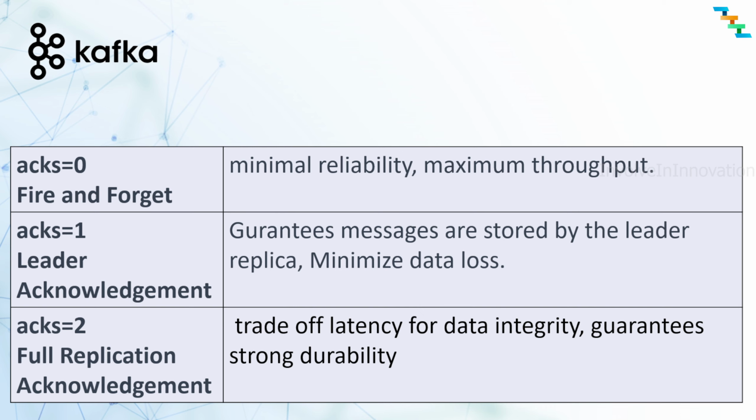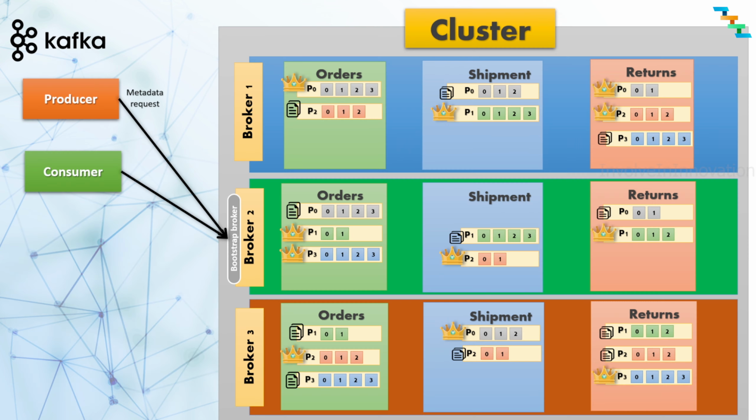acks equal to all or acks equal to -1, full replication acknowledgement. In this mode, the producer sends the message to the broker and waits for the acknowledgement from all in-sync replicas of the partition. The producer only gets confirmation once the message has been successfully stored in all replicas. This level of acknowledgement provides the highest level of reliability but may introduce higher latency due to the need to wait for multiple replicas to acknowledge.